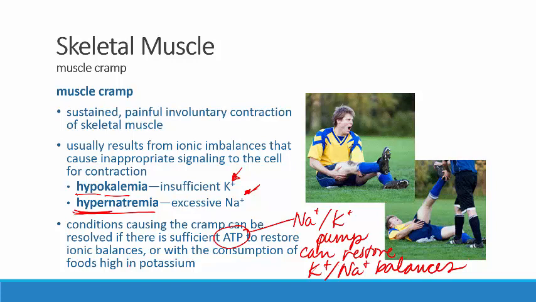Or the consumption of foods that are high in potassium can also help to restore the balances. And so that's why we often think, as a method of forestalling or putting off any cramping, to eat a high potassium food. Bananas are frequently suggested as a way to help prevent cramps from occurring.